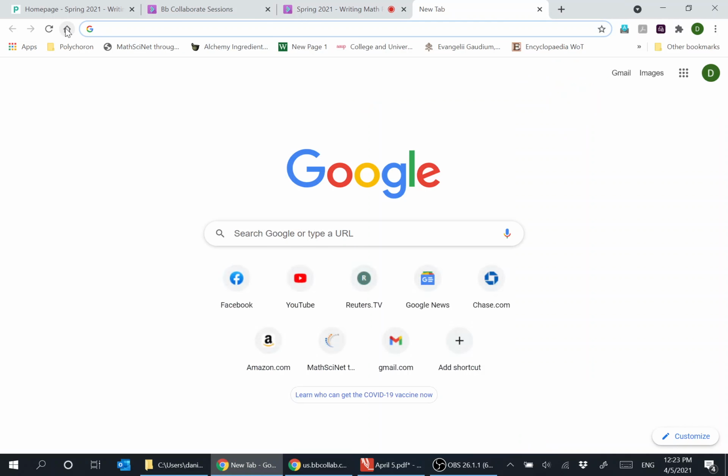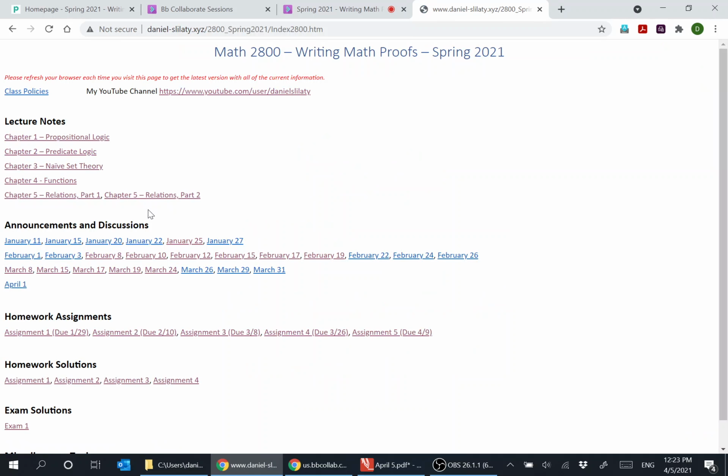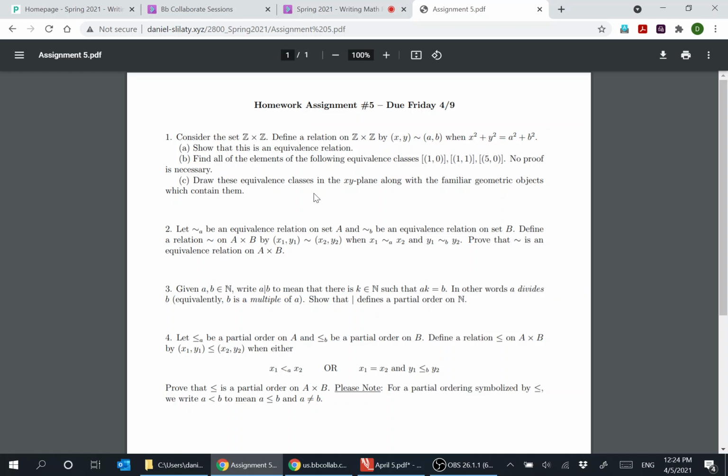I had a question on 1B, about finding the best ways to find equivalence classes. Well, now keep in mind that we're just looking at integer points. Okay, so if you take the integer point 1, 0, x equal to 1, y equal to 0, what's x squared plus y squared equal to? 1. So what are all the other points where x squared plus y squared equals 1?